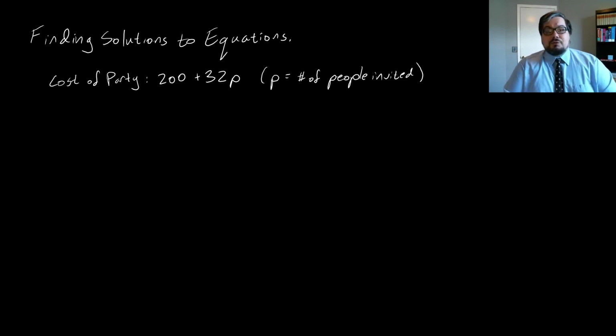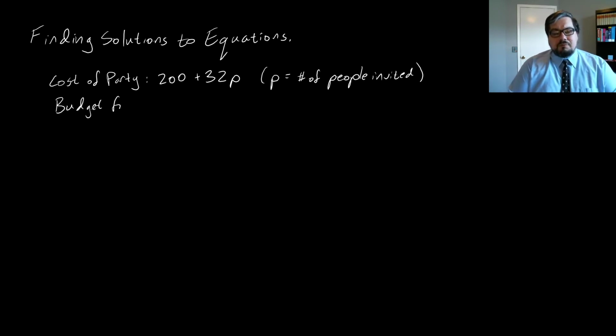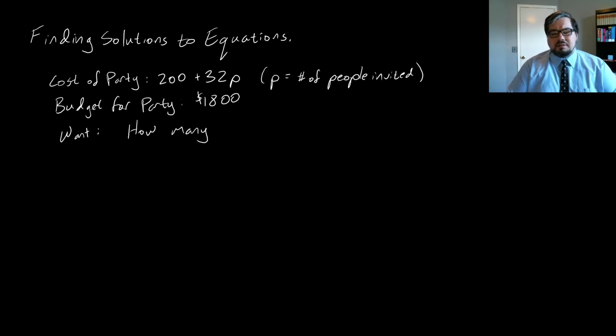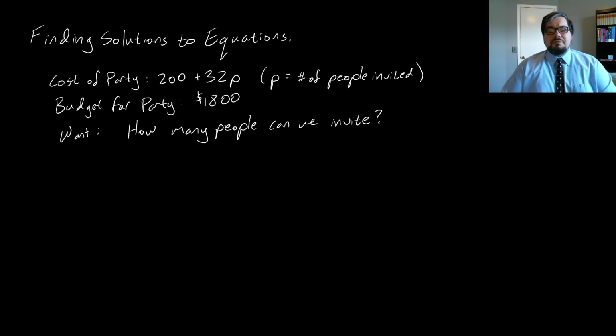And let's suppose further that we've got a total budget for the party of $1,800. And we want to know how many people can we invite? Now, we'll invite the maximum number of people when the total cost of the party equals the total budget. We want to use up the whole budget, invite as many people as we can.